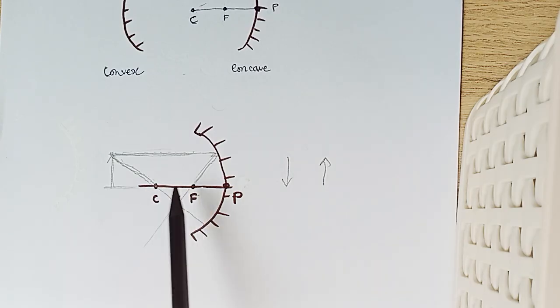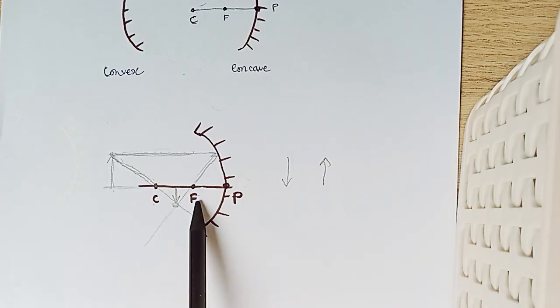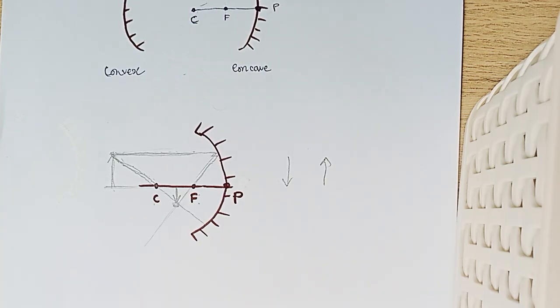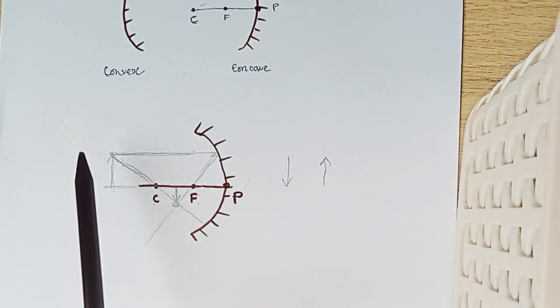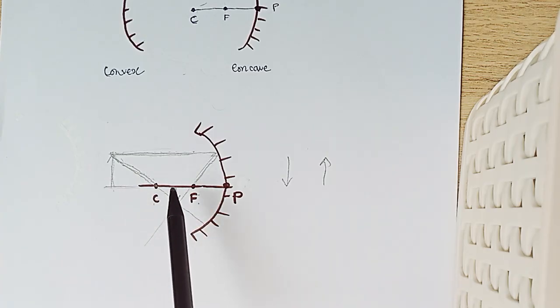So whenever the object is beyond C, the image will be formed between C and F. And the size of the image will be diminished in this diagram. Before it was really point sized, but here it is diminished, which is a little larger than point sized, but still small.